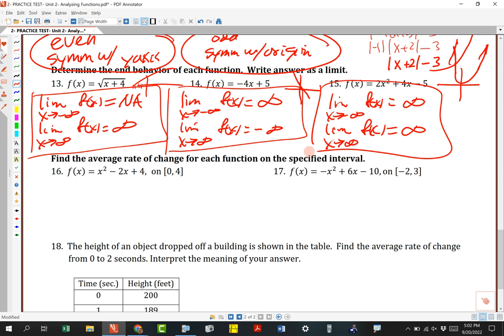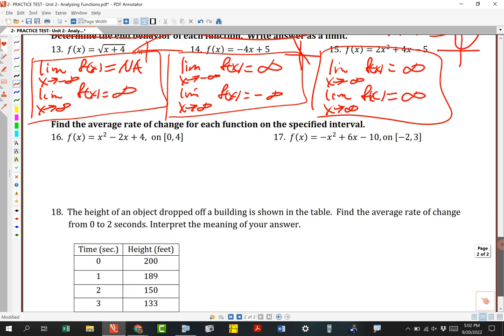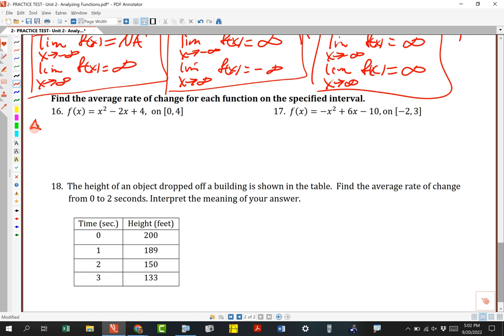Okay, we'll take a look at the last couple here. So this is the average rate of change. Remember, this is delta y over delta x, y2 minus y1 over x2 minus x1. The way we're going to think of it is this. We're going to use function notation for this: x2 minus x1, f of x2 minus f of x1. So this is going to look like this. This is the first x, this is the second x.